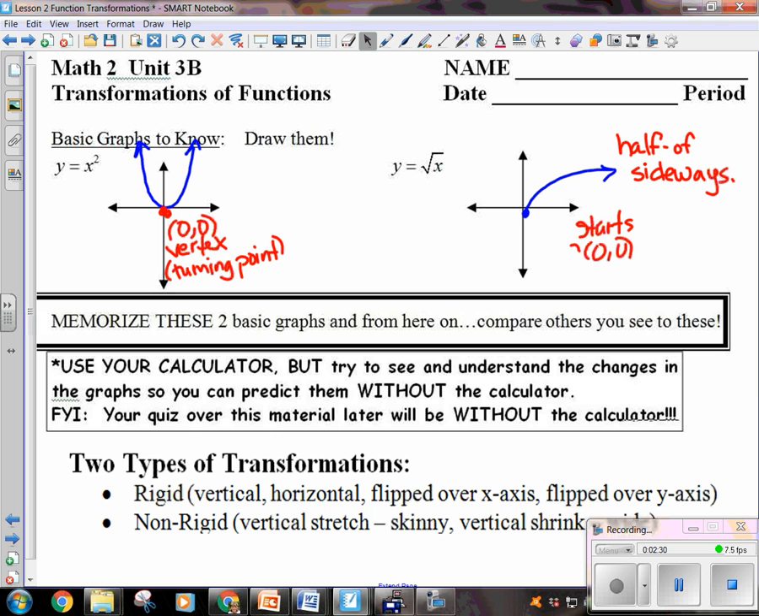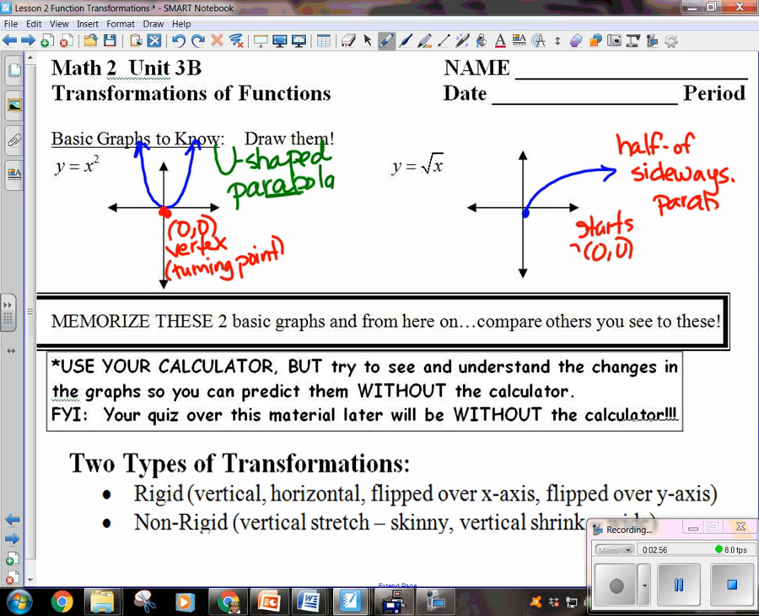But this is half of a sideways parabola. I guess I didn't say this U-shaped graph that represents x squared is called a parabola, and the emphasis is on the middle syllable, rab. So instead of parabola, it's actually parabola. Okay. And so the other one is half of a sideways parabola.